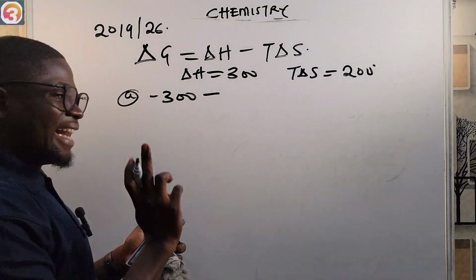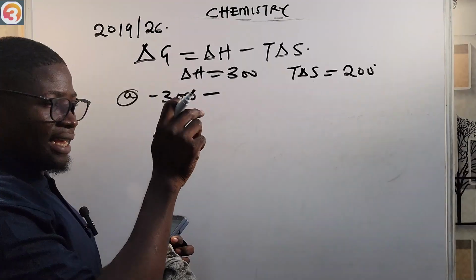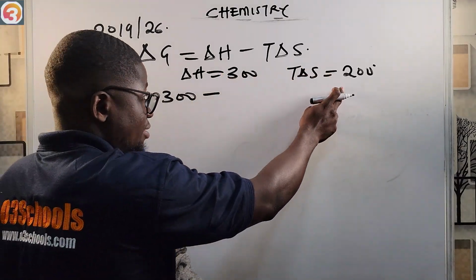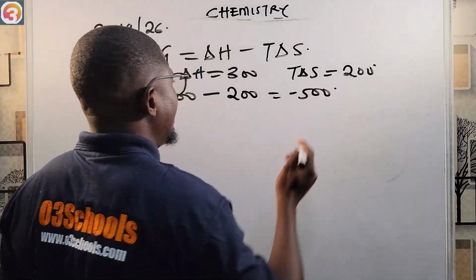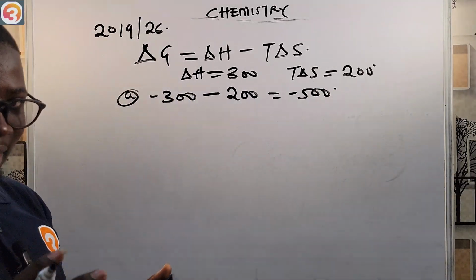Then they say and greater than T delta S. So 300 is greater than T delta S, right? So I'm going to have minus 200. So I'm going to have minus 500 here. You understand? Just keep that at the back of your mind.